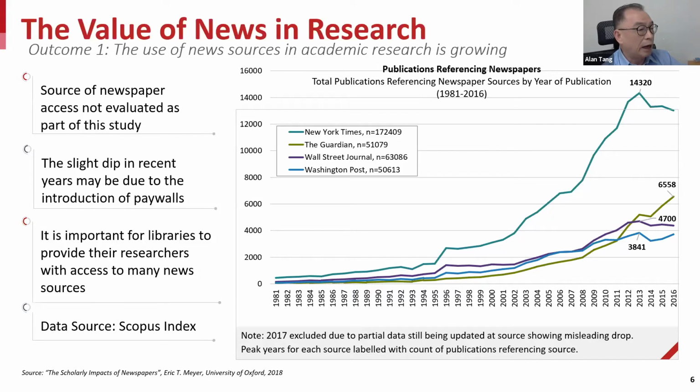As you can tell, these are the line charts for the four different newspapers. The New York Times has the highest number, then The Guardian in the UK, the Wall Street Journal, and the Washington Post. You see the usage of the New York Times is the highest, okay? It's an analysis from 1981 to 2016.